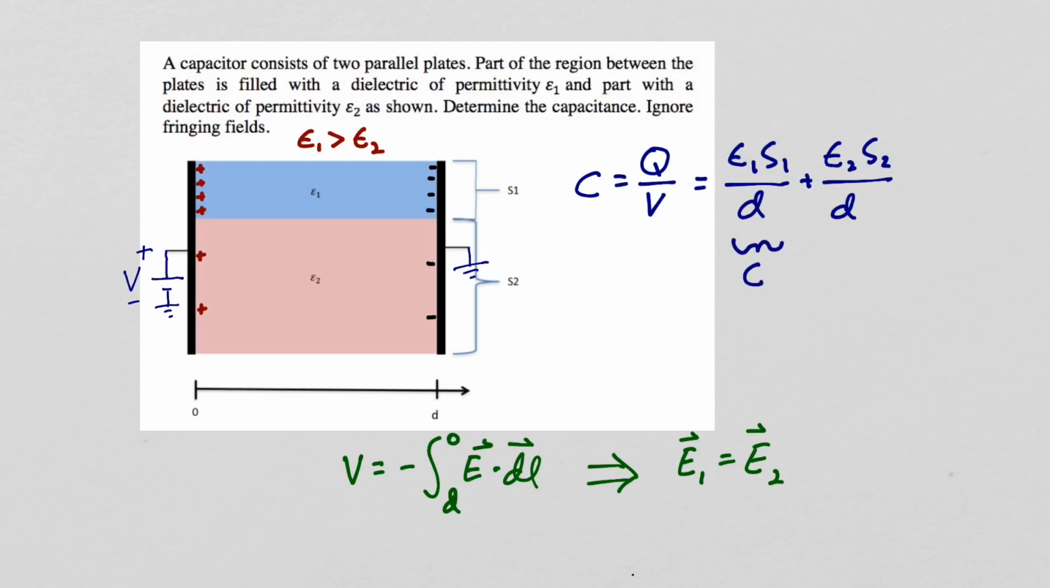This first term is the capacitance of a parallel plate capacitor of area S sub 1, permittivity between the plates of epsilon sub 1, and plate spacing of D. Similarly, this second term is the equation of the capacitance of a parallel plate capacitor of cross-sectional area S sub 2, permittivity between the plates of epsilon sub 2, and plate spacing of D. So you can treat this structure as two capacitors in parallel, where one capacitor is this region and the other capacitor would be this region.